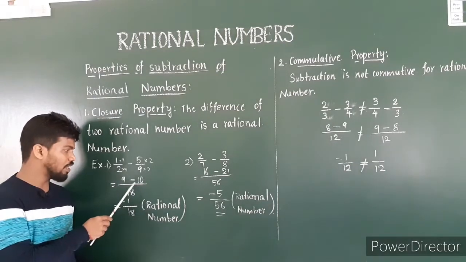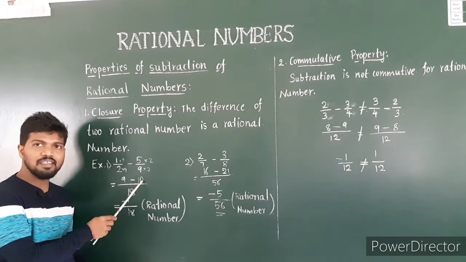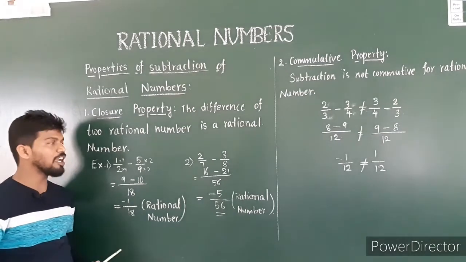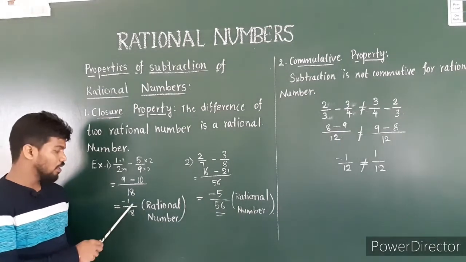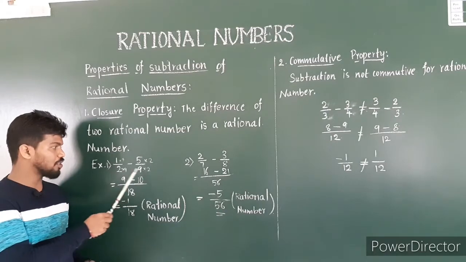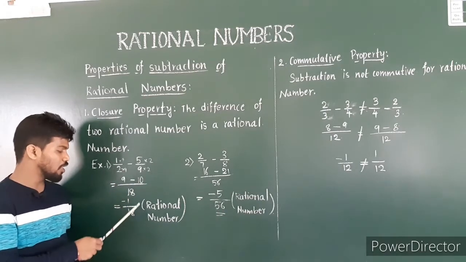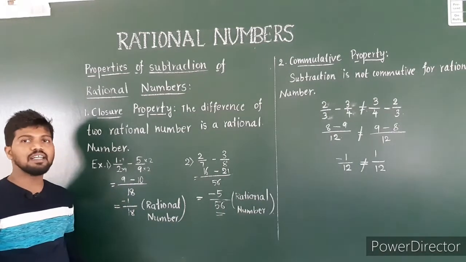The larger value has the minus sign, so you have minus. Two different signs, subtract, you get minus 1 by 18. So it is a rational number. So the subtraction of any two rational numbers, you always get one more rational number.